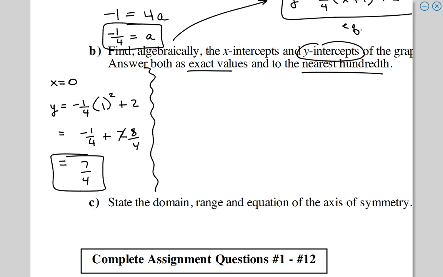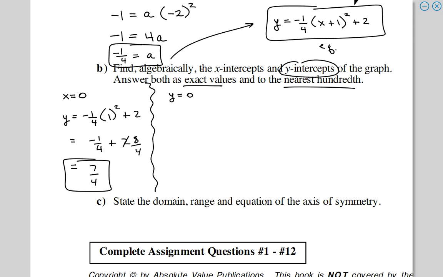Okay, next one. X is 0, so now we're going to do y is 0. This is where it gets a little bit more challenging. These are the x-intercepts. So look up at your equation. We got to make the y 0. So 0 equals -1/4 (x + 1) squared plus 2. We got to unlock that x. That's the challenge. So we need to embrace our isolation.